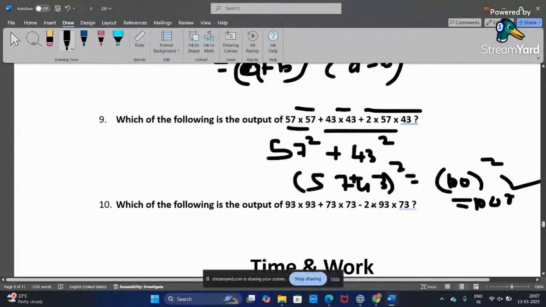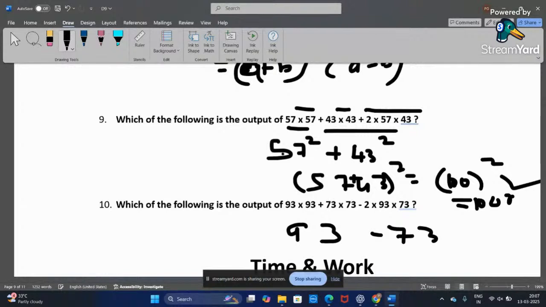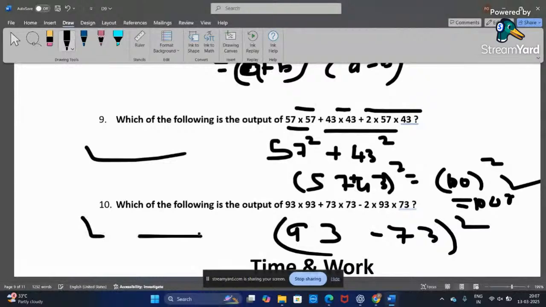Here we have minus, so we know it is 93 minus 73. Directly you can write the whole square. This is the form of a minus b the whole square. This is how we'll solve this type of problems.